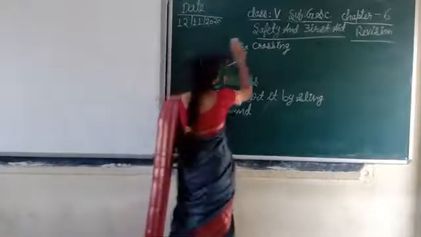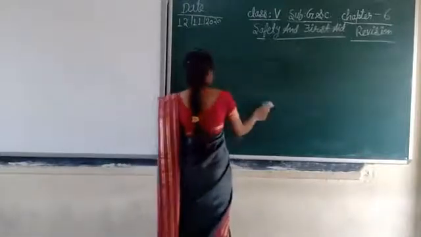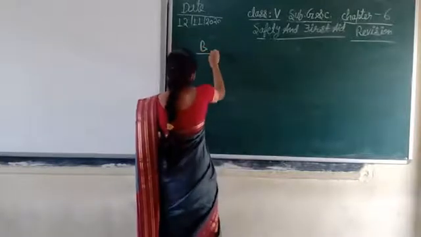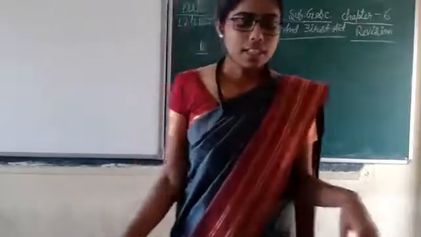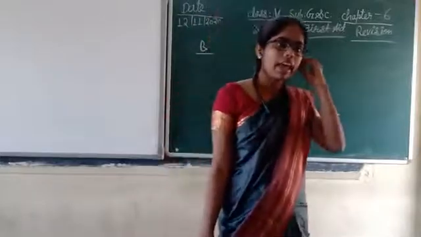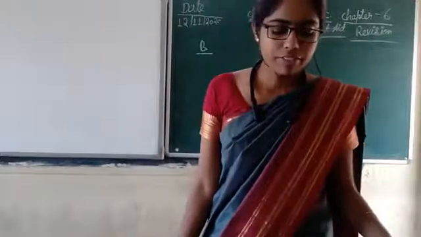Now let's revise exercise B of this chapter. Exercise B is write T for true and F for false. If the statement is correct, we have to write T, and if the statement is wrong, we have to write F.